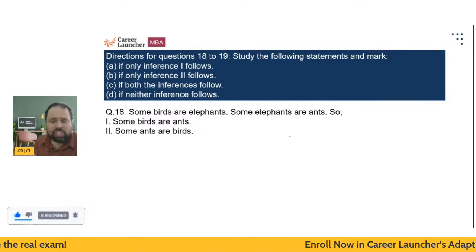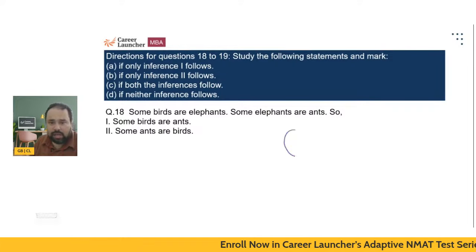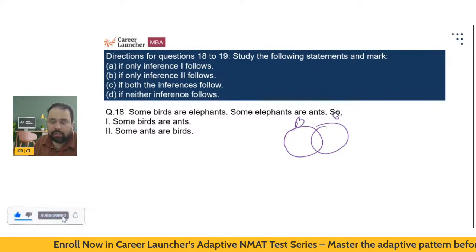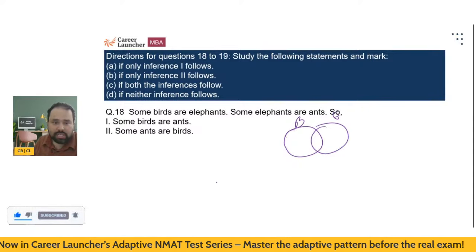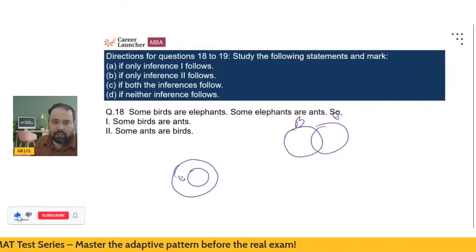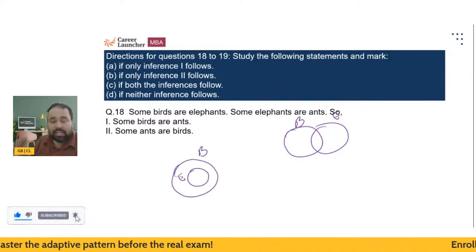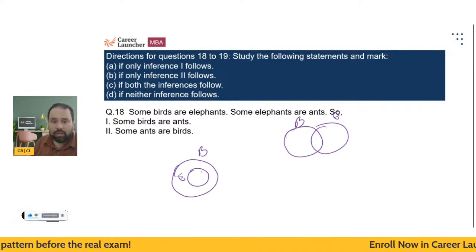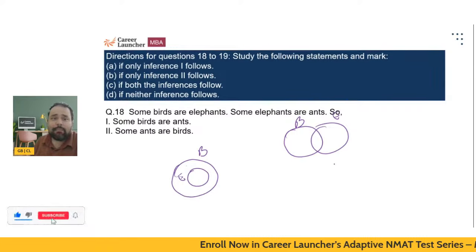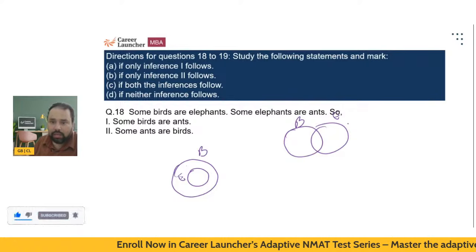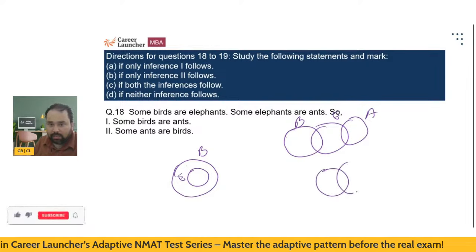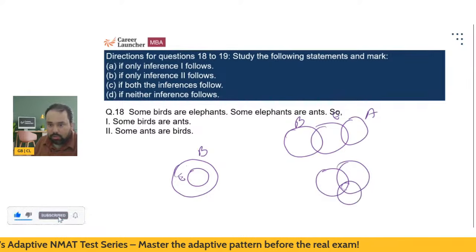So generally इसको Venn diagram से करते हैं. Some birds are elephants, तो bird and elephant. एक और way से मैं क्या कर सकता था? Some birds are elephants. Please keep in mind, some birds are elephants. If I say this is elephant and this is bird, even here some birds are elephants. But there are some birds which are not elephants, so both of these are possible. Then they say some elephants are ants. Okay, एक possibility है ant यहाँ हो, एक possibility है कि ant इधर भी हो.